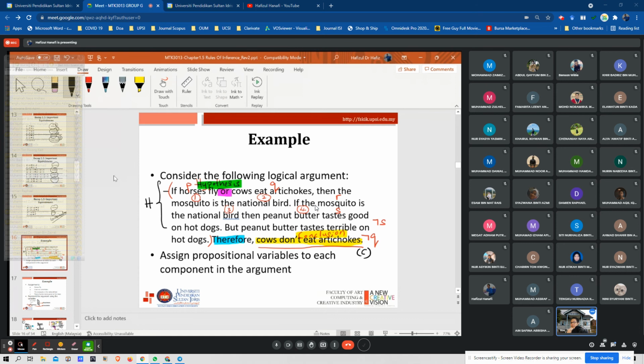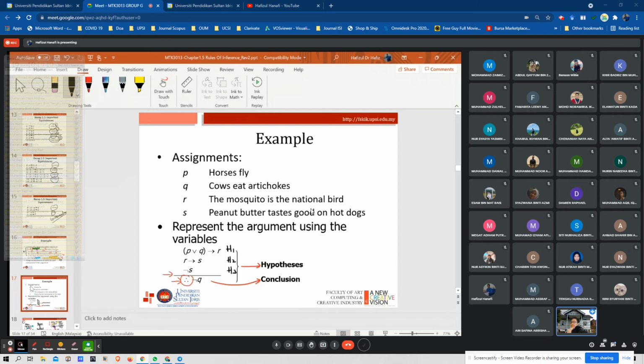Negate Q lah. Okay. Assign the propositional variable to each component in the argument lah. We have an assignment. Example P, horses fly, cow eat artichokes. We have four assignments here: 1, 2, 3, 4.